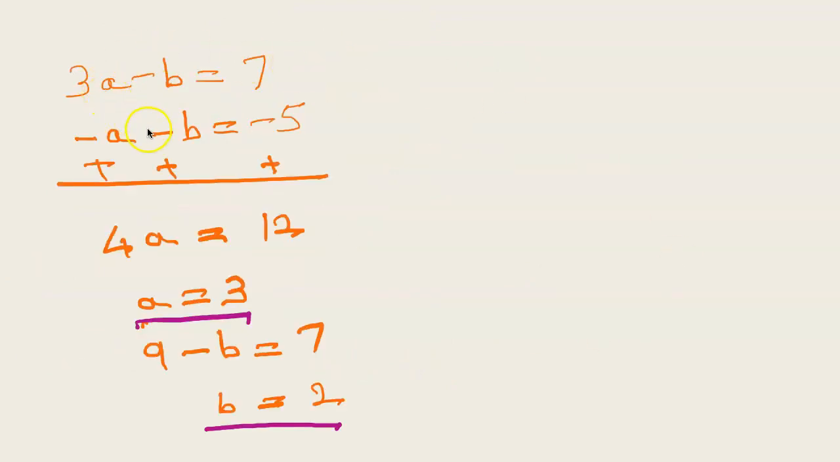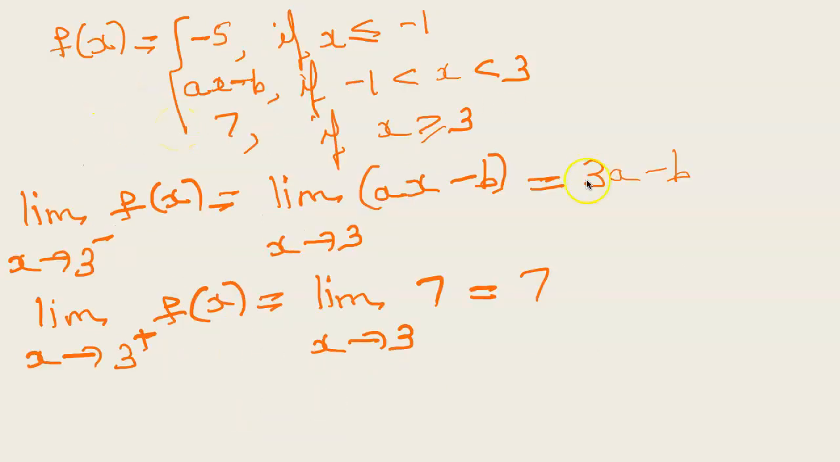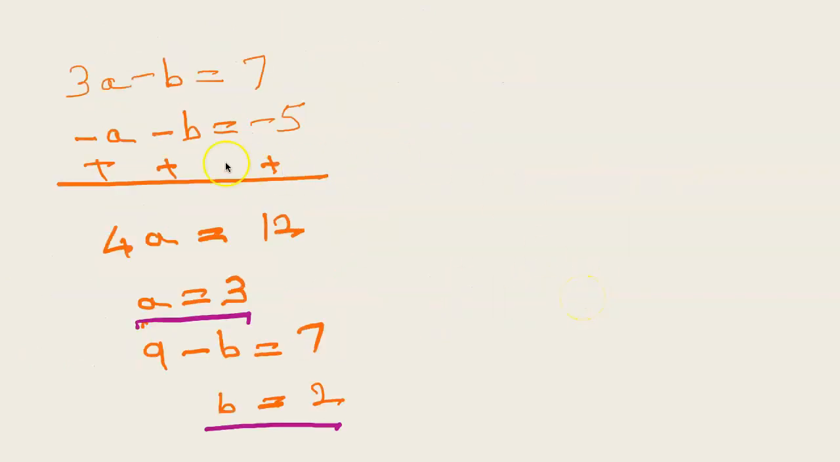So I have the left hand limit equal to the right hand limit, or I have 3a + b = 7. And earlier we had -a + b = -5. So solving both simultaneously you get a as 3 and b as 2.